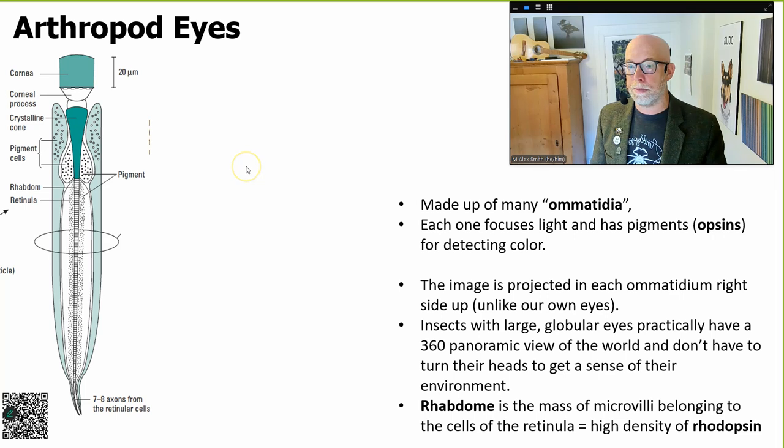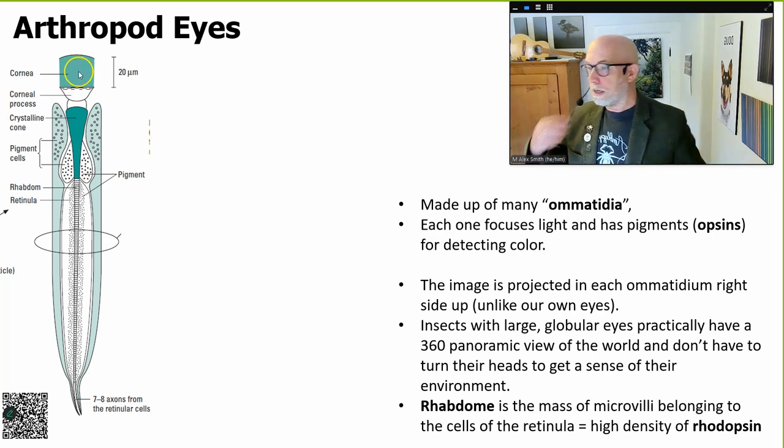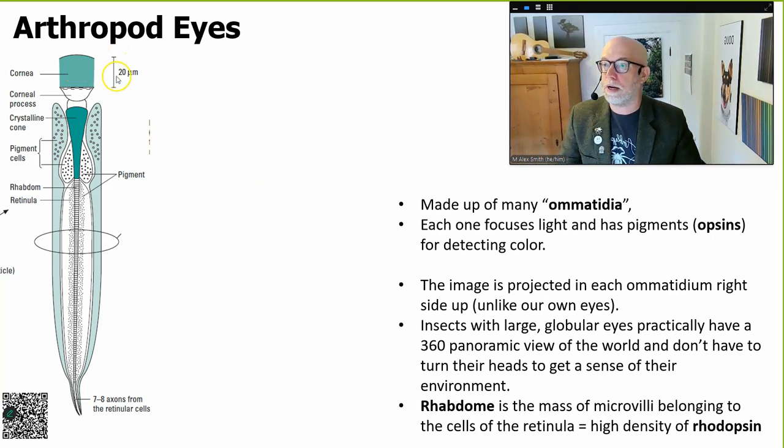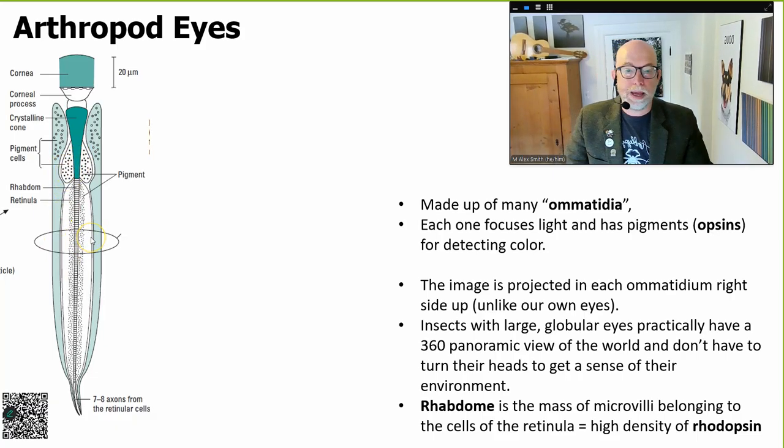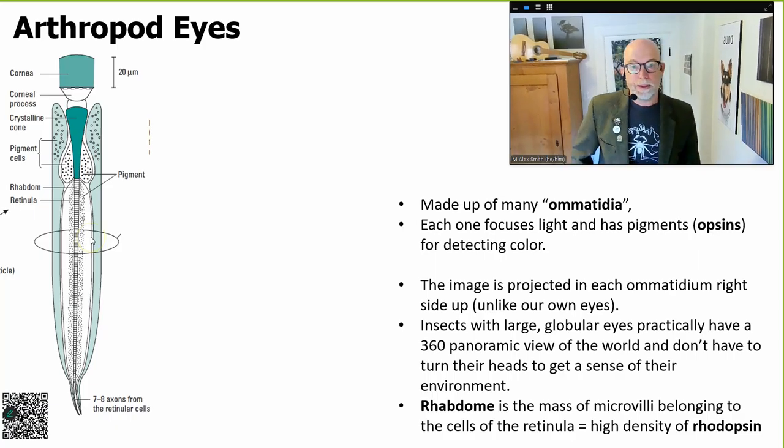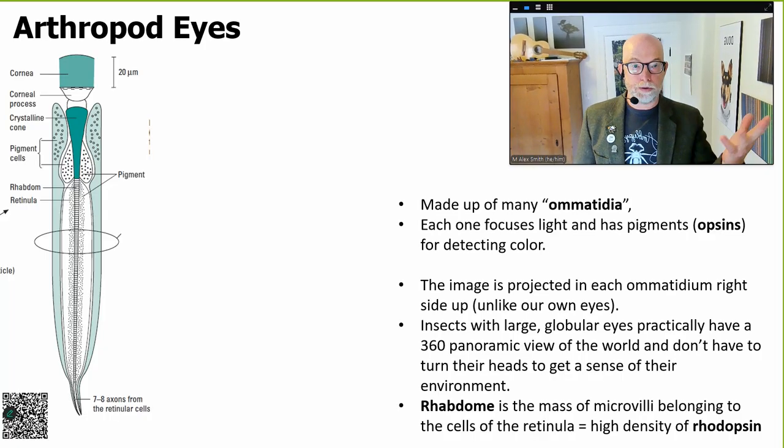Let's blow this up a bit. And so there we've got our cornea. So there's the scale that we're talking about. So this is a big eye. It's a very small cornea with a cone that leads through the pigment cells and into the rhabdome. Each one of those ommatidia is focusing light and has pigments for detecting color, for detecting light. That image is projected right side up.